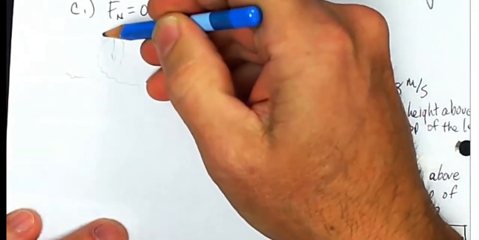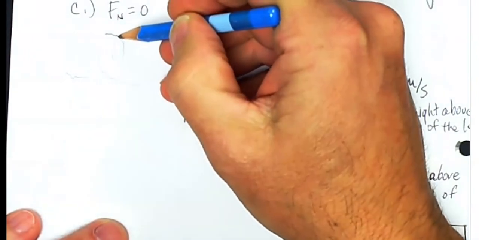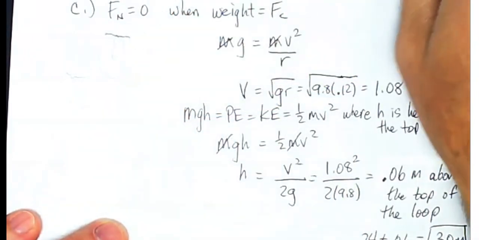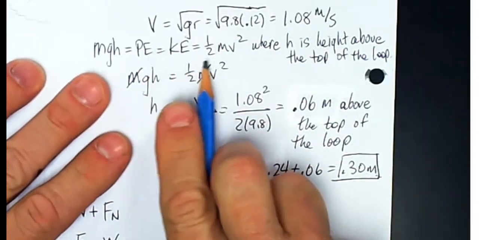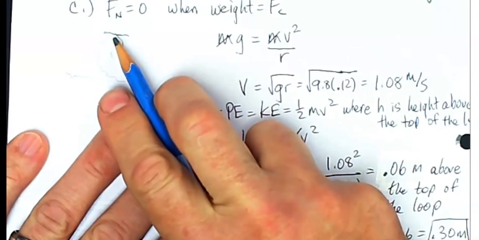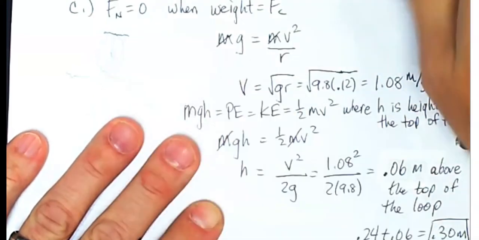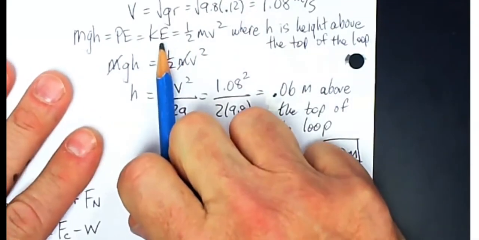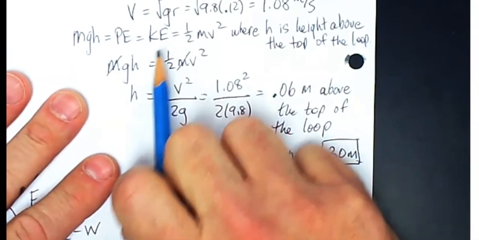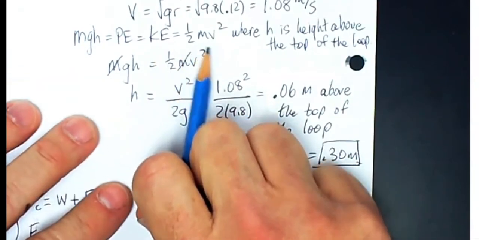I'm going to use my reference point as this highest point of the loop. That's my reference point for h equals 0. Why do I want to do that? Well, because then when I'm at that spot, at the highest point of the loop, I have 0 potential energy. So I can say when I'm at the top, all of my energy is kinetic, 1/2 mv squared, right?